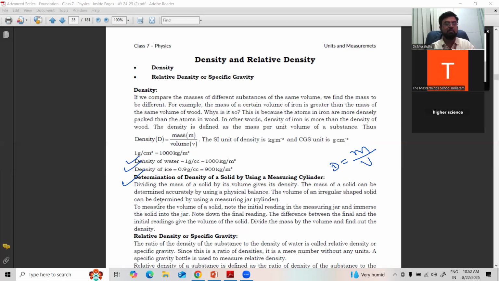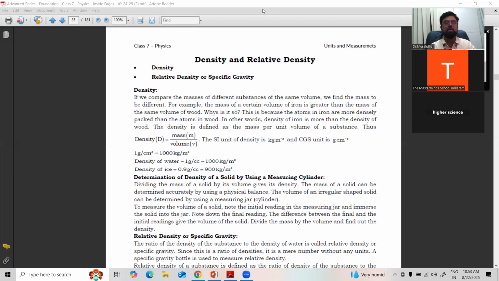The mass of the solid can be determined accurately by using a physical balance. The volume of irregular shaped solids can be determined using the jar. I told you, whenever you drop that irregular body into the water, the amount of water overflown is considered the volume of the irregular body. So when you know the mass by physical balance and the volume, you can divide them and get the density of that particular material. Okay, hope you are clear.